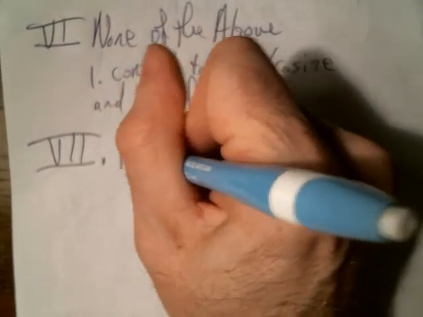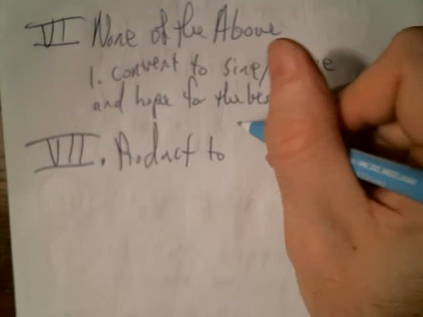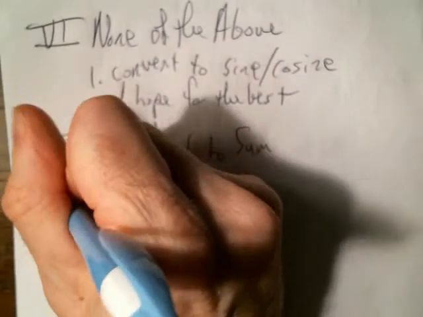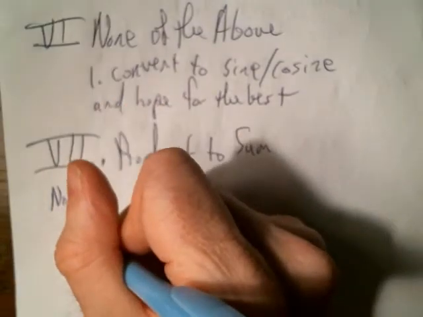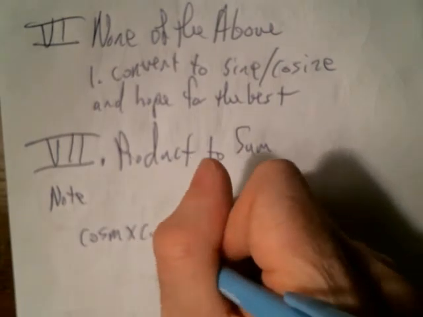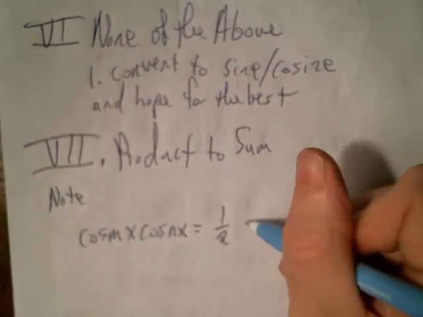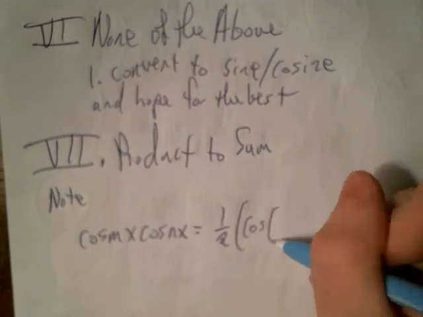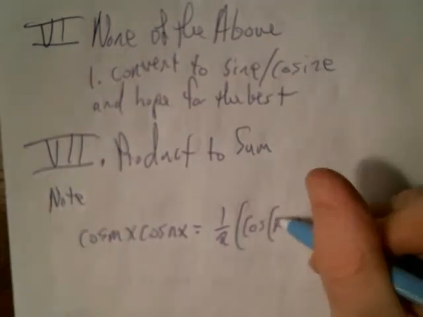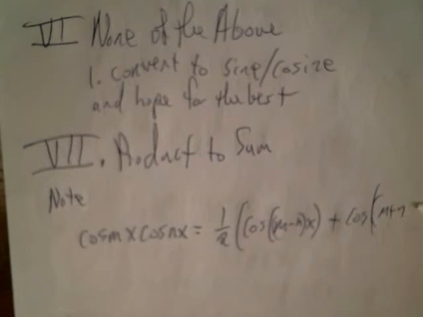The last section I want to look at are product to sum formulas, and I don't expect you to remember these, but they are in the homework, okay? And they come up every once in a while. So we'll just look at one and note the following identity. Cosine mx times cosine of nx is equal to 1/2 times the cosine of m minus n x plus the cosine of m plus n x.